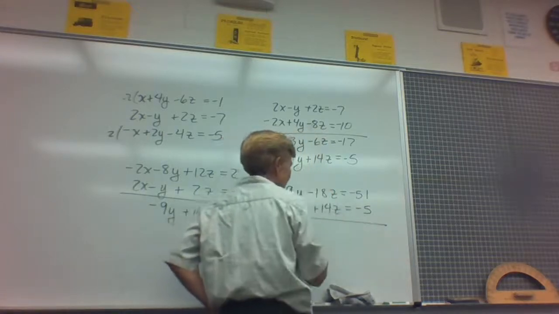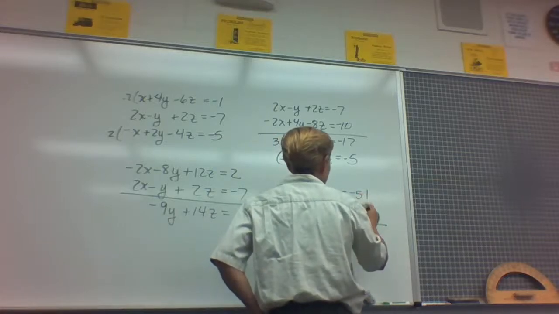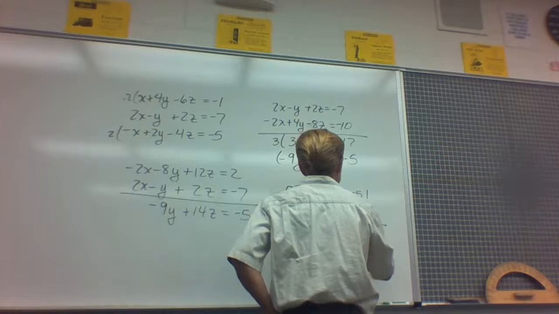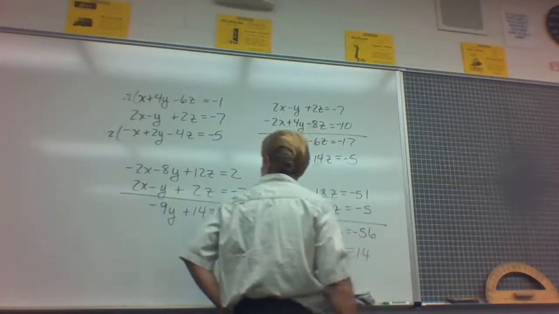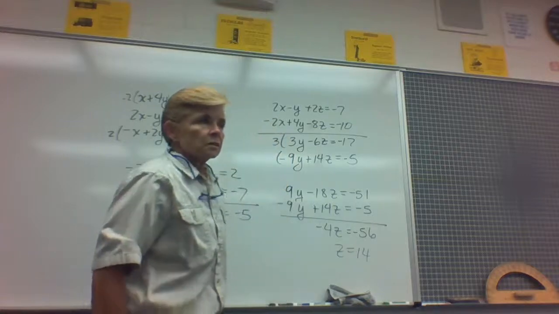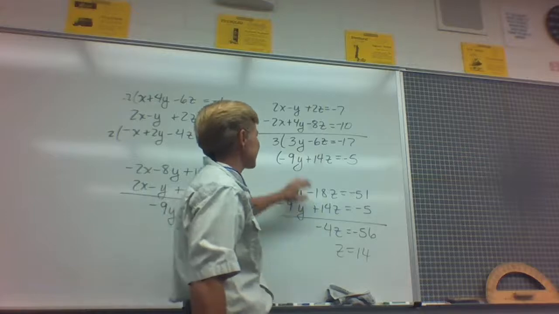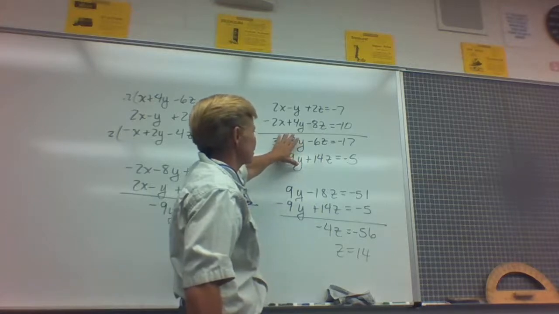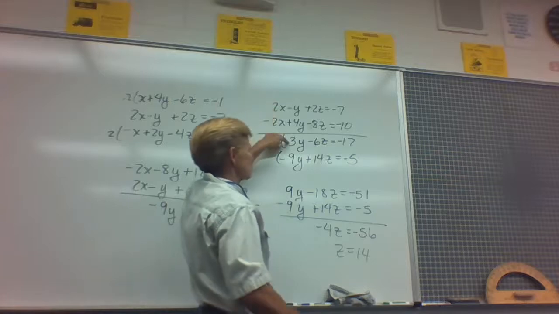Close that out. I have negative 18 and 14 is negative 4. Negative 51 and negative 5 is negative 56. And so z is 14. We have 1 out of 3. If z is 14, then you've got to come back in one of these equations up here and figure out what y is. I choose this one because the numbers are a bit smaller.